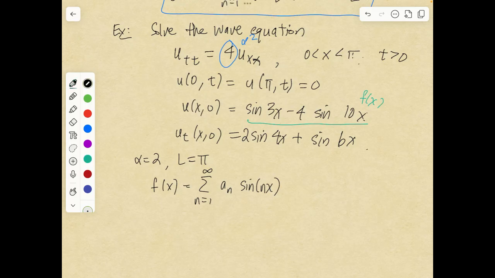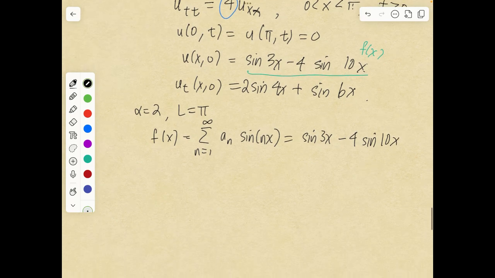Okay, so f of x is the sum from n equals 1 to infinity. So now you plug in, for the f of x, let's see, there's no alpha here. You just plug in L equals pi. So you get a sub n sine of nx that's being summed from 1 to infinity. And then our f of x in this problem is given to us. So we know that this is equal to sine 3x minus 4 sine 10x.